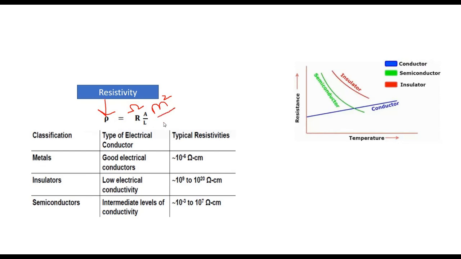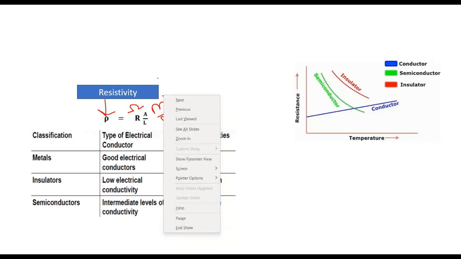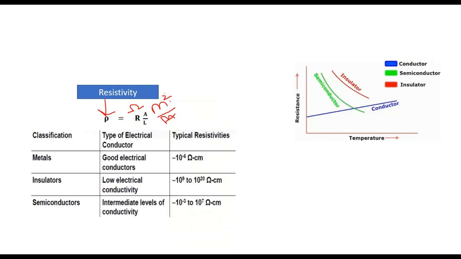So we will give it as 1 m, cancel. So what will be the unit of resistivity? It is ohm meter.